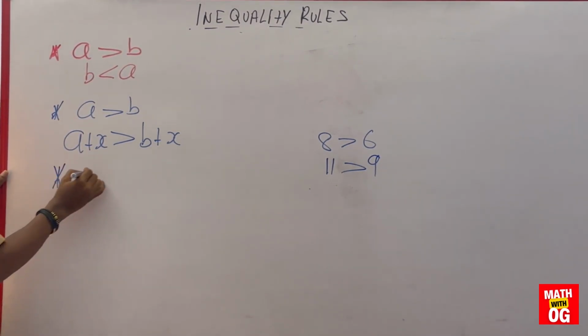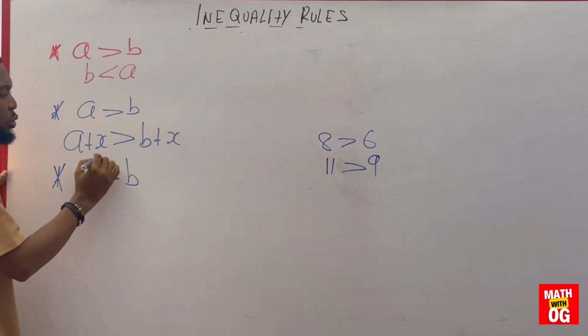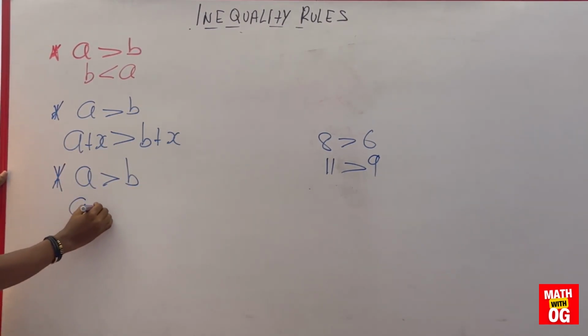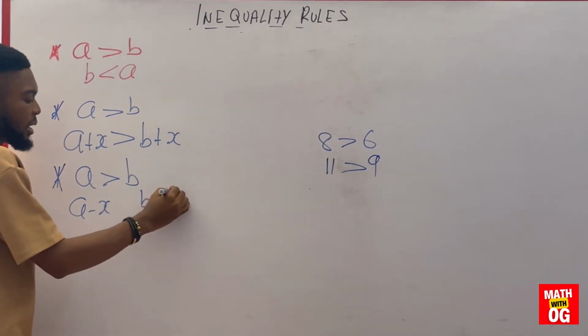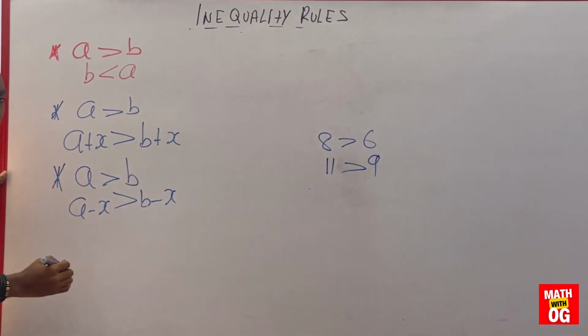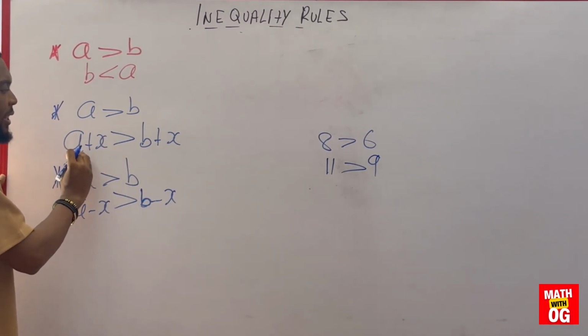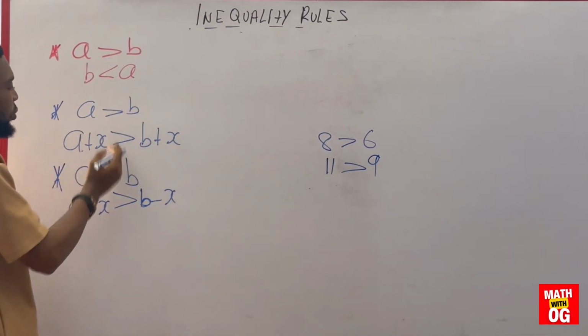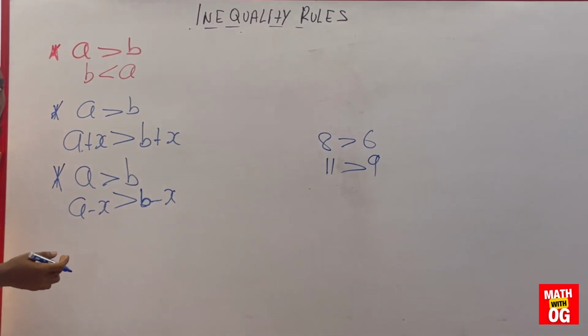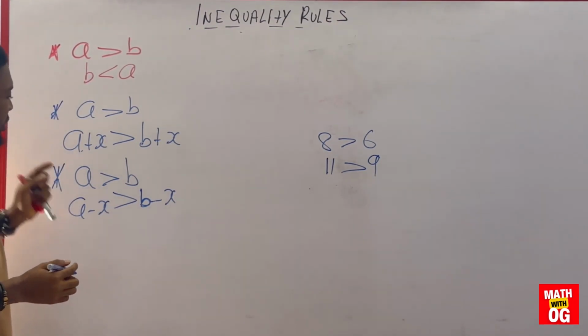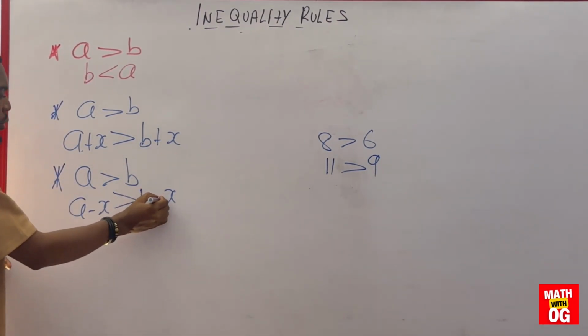Similarly, if you have A greater than B and you choose to subtract from both sides, that means A minus X and B minus X, your sign must remain the same. You know why we are doing the same thing to both sides, because whatever you do to the left hand side, you must do to the right hand side. But for inequality, you have to check if your sign will change or remain the same. So if I subtract from both sides, my sign will remain the same.